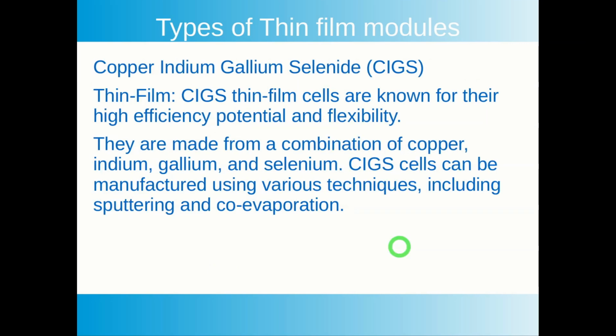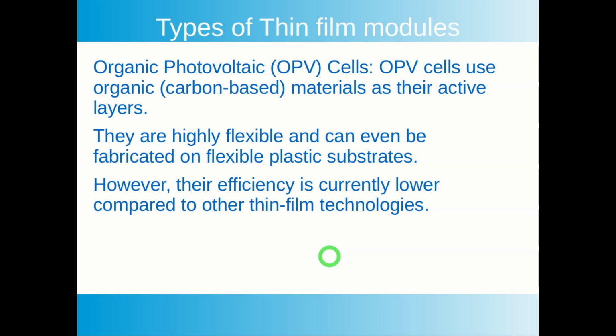Copper indium gallium selenide, CIGS. This is a thin film technology which has the advantage of high efficiency and also flexibility. Manufacturers these days use this to create flexible solar panels because it can be deposited using sputtering and co-evaporation. Organic photovoltaic cells, OPV, use organic carbon-based materials for their active layers. They're highly flexible and can be fabricated on plastic substrates. However, currently the efficiency is low.